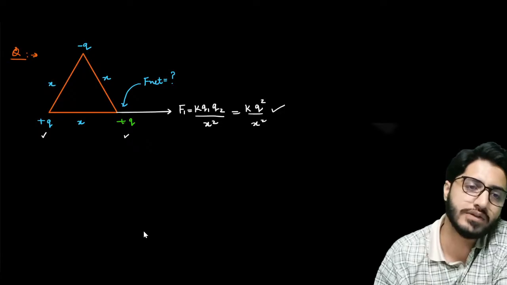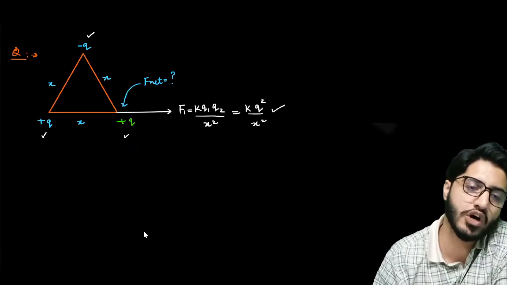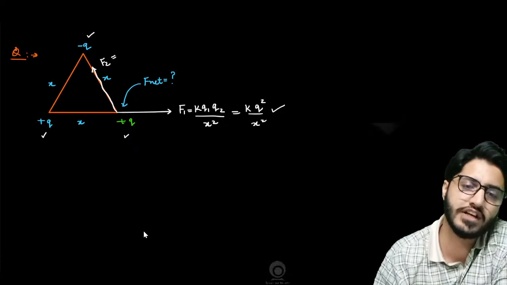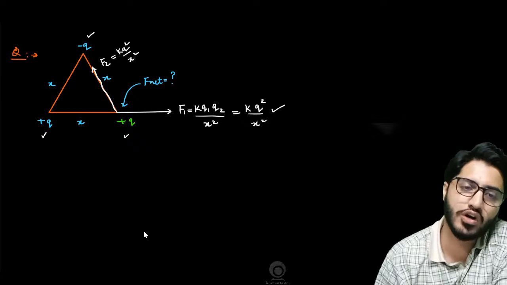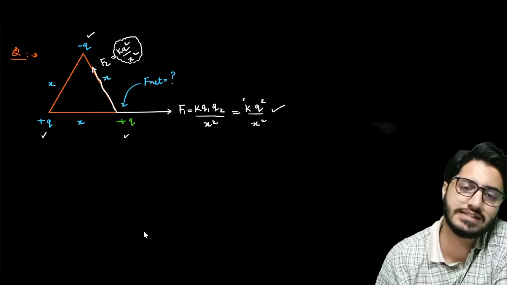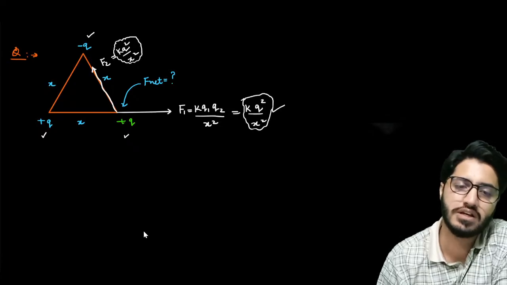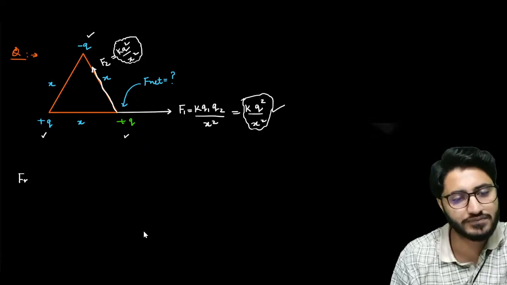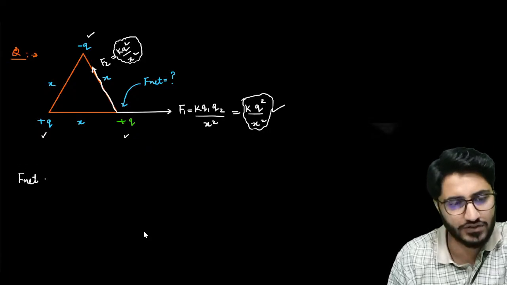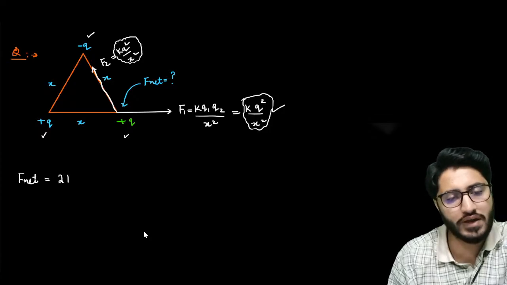Correct? Now this one is negative, this one is positive. Positive, negative attract, so it would be like this. It is F2. Is it equal to K Q square by x square? Yes, look, both values are the same. So which formula do I need to use here? I will use F net. F net is equal to 2F cos theta by 2. What is F? F is K Q square by x square.